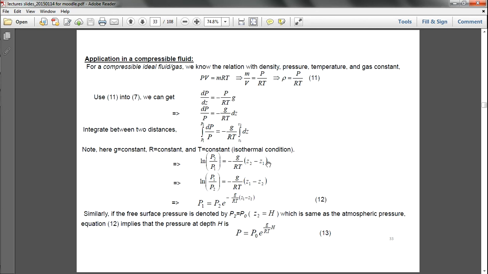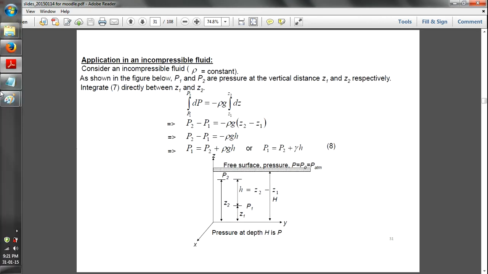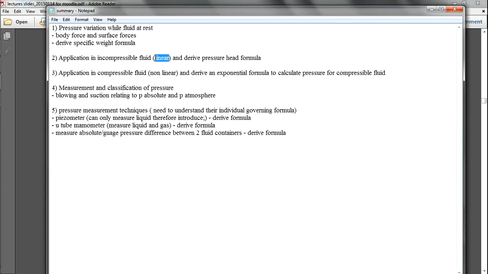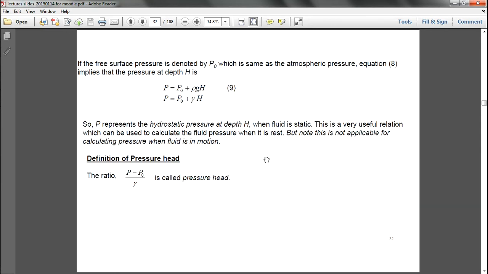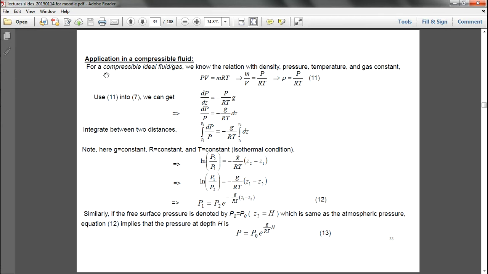Anyway, now the application in compressible fluid. One thing: incompressible is linear. Why is it linear? Because as you can see, the final equation is in the form y equals mx plus c, with the change in height. So it's a linearized form. For compressible fluid, it is non-linear, which takes on an exponential term.